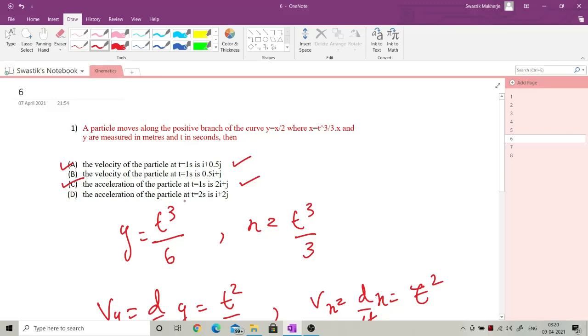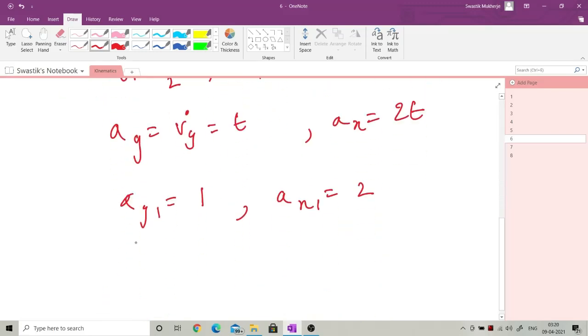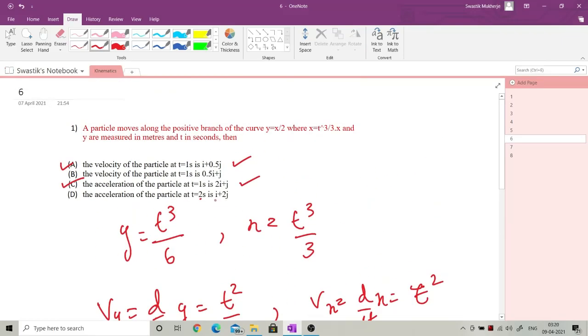The acceleration of the particle at t equal to 2 seconds is i plus 2j. Okay, at 2 seconds a_y2 is equal to 2, a_x2 is equal to 4, but it's given 1, so this is not correct.